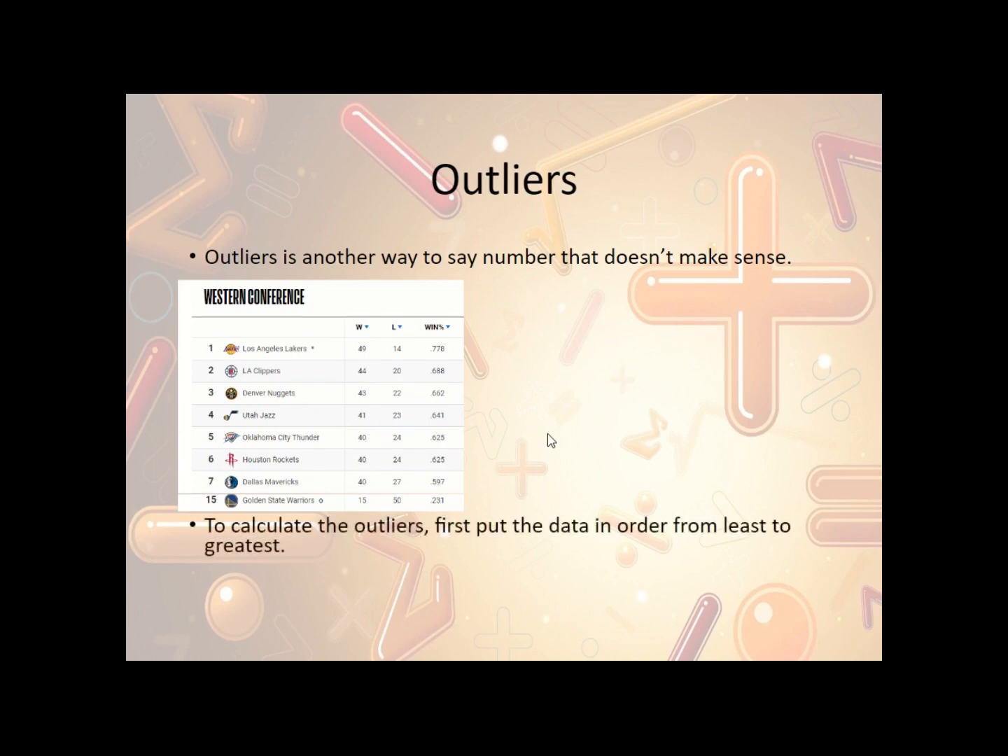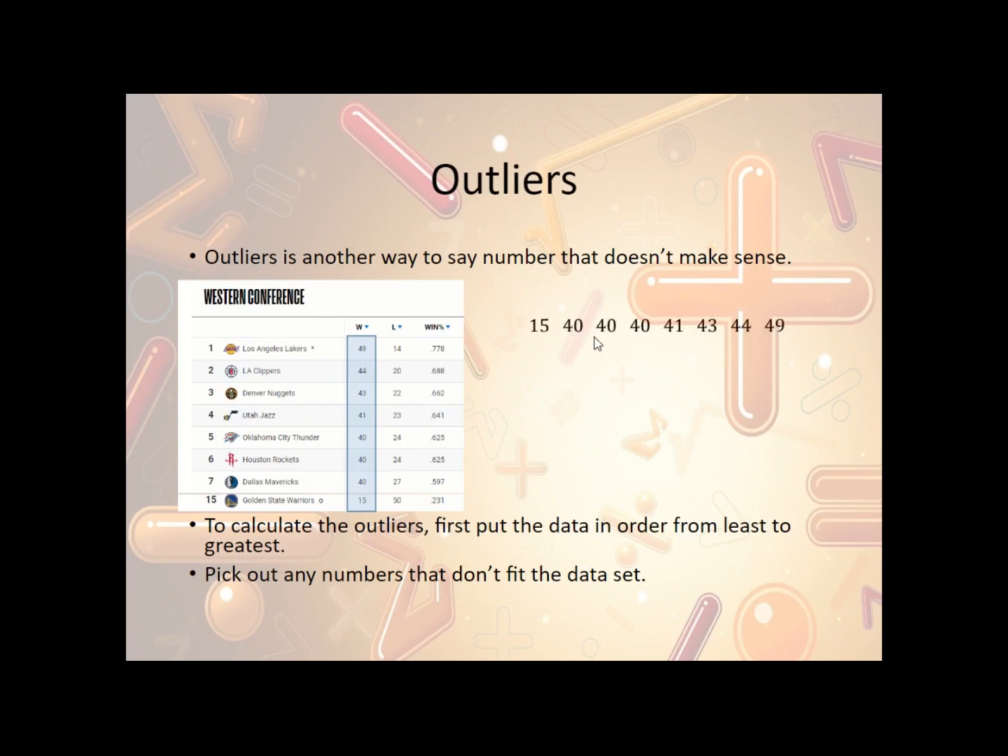So to find outliers, you put them in order from least to greatest, and then pick out any numbers that don't fit. So if we take our win totals here, well, we have 40, 40, 40, 41, 43, 44, 49, and then we have this 15. Well, 15 is a long way away from the rest of the totals. So we'd say 15 is an outlier because it doesn't fit the data.